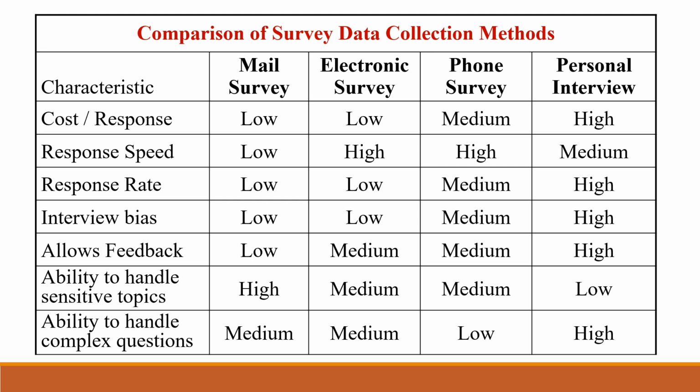So we start at the top with cost per response. That would be a negative, so the higher that is, the higher the cost. Versus questions below, which ask: does it allow feedback, can it handle sensitive topics, and so forth. The higher those are, the better that they are. And so often what you're doing is a trade-off for the amount of resources and time that you have available.